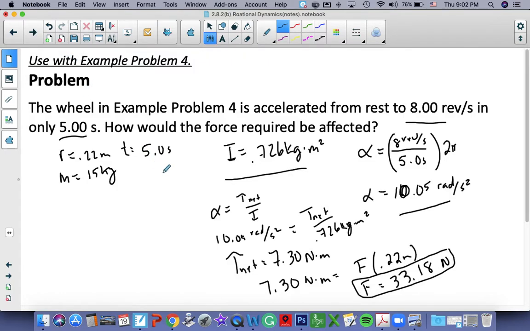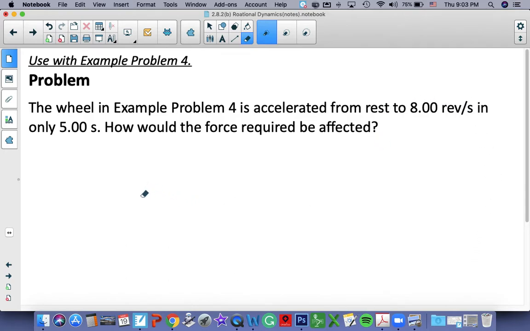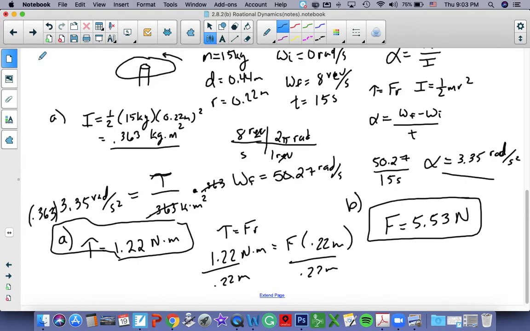Okay, so I did this previously. Let's get rid of all this. Okay, so the wheel in example problem 4 is accelerated from rest to 8 revolutions per second in 5 seconds. So the difference here is our time is equal to 5 seconds, and we're going from 0 to 8 revs per second. So let's backtrack here and see if we can use some of the stuff on the last slide. We are not changing our radius or anything.